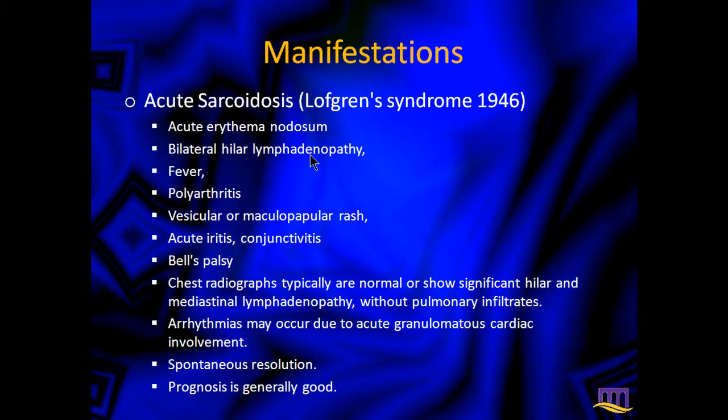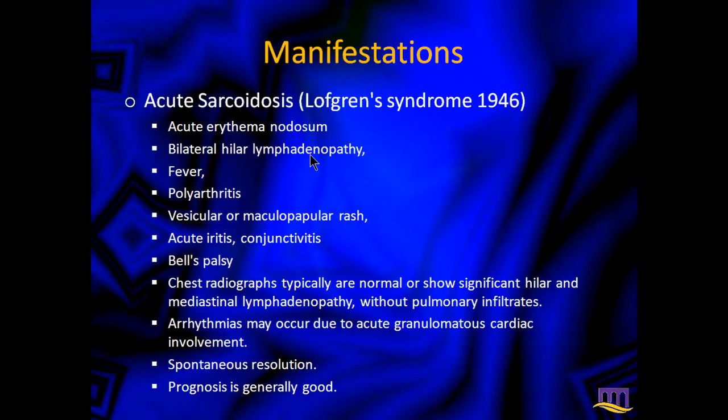And chest radiographs could be normal, but as I said, they can have hilar lymphadenopathy. They usually don't have pulmonary infiltrates on those. They can have arrhythmias due to the acute granulomatous involvement of the heart. And many times there is a spontaneous resolution. If your patient were to present like this, it's actually a good prognosis for the man or the woman, I suppose. It's just a matter that these patients somehow have this acute event and it controls itself a bit better.